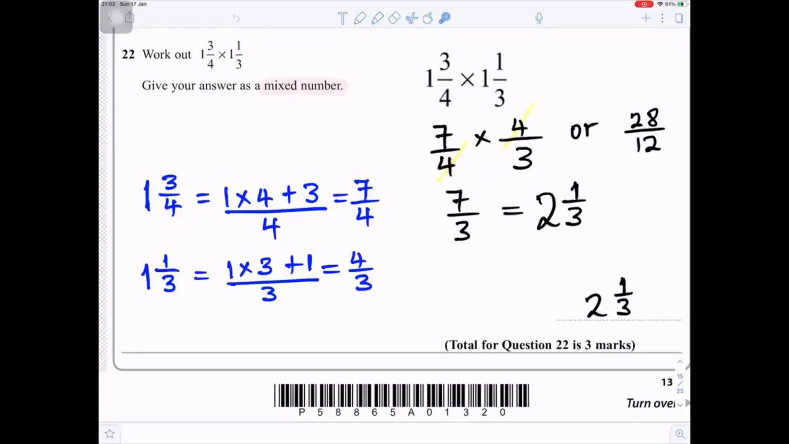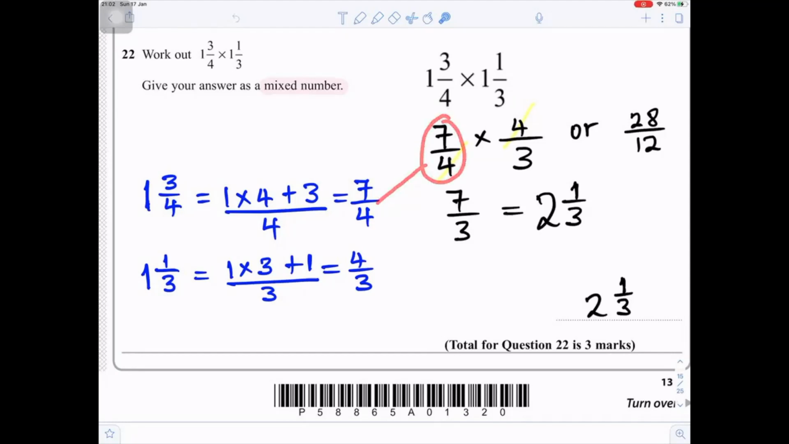Question number 22. Work out 1 3/4 times 1 1/3. Give your answer as a mixed number. Now we want to change 1 3/4 to an improper fraction. So you do 1 times 4 plus 3. It gives you 7 over 4. Then 1 1/3: 1 times 3 plus 1, over 3. It gives you 4/3. Now we would use those improper fractions.